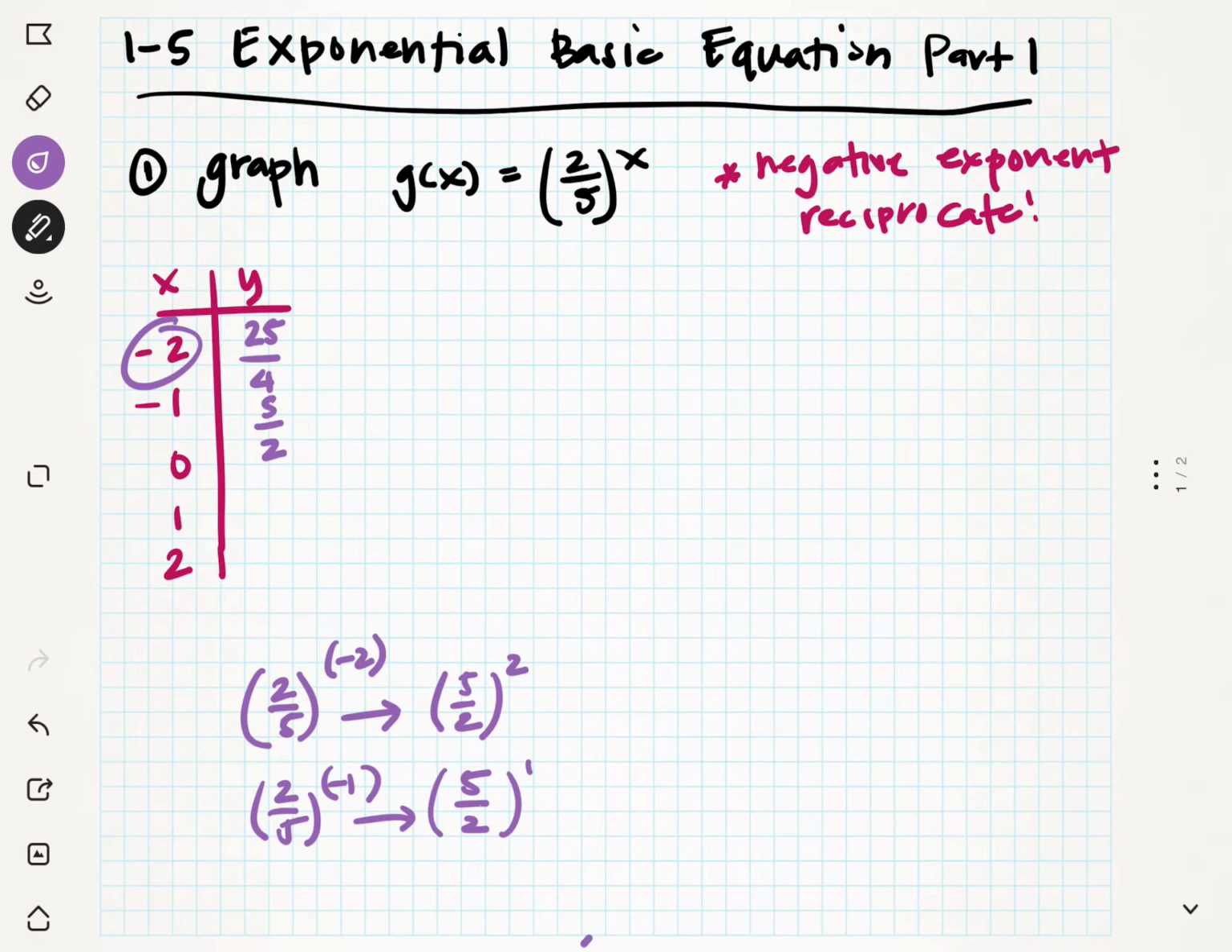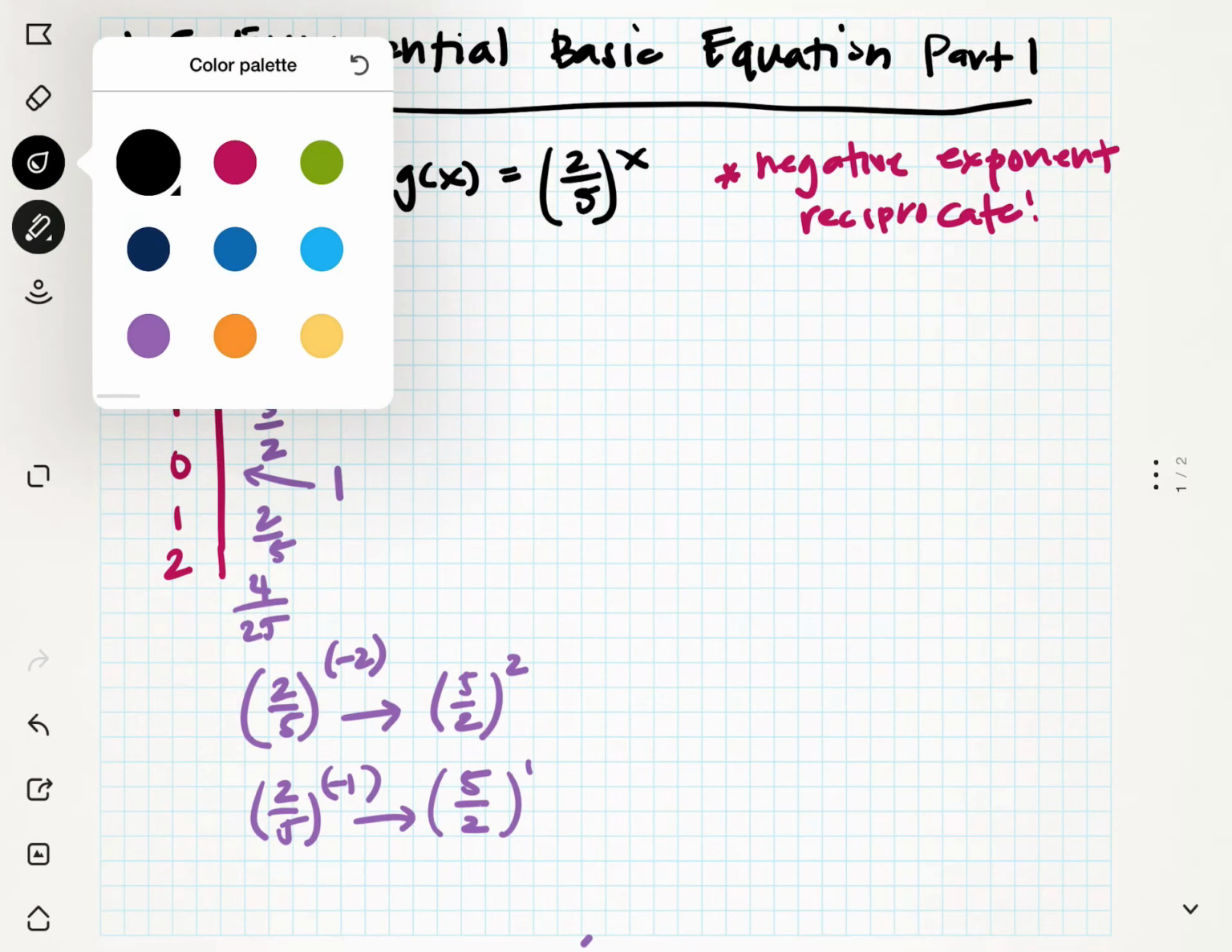I should have made this table a little bigger. It's kind of running out of room. Anytime x is 0, anything to the 0 power is going to be 1. 2/5 to the first power is itself. And then 2/5 to the second power, 2 times 2 is 4. 5 squared is 25. All right, so we have our 5 points.